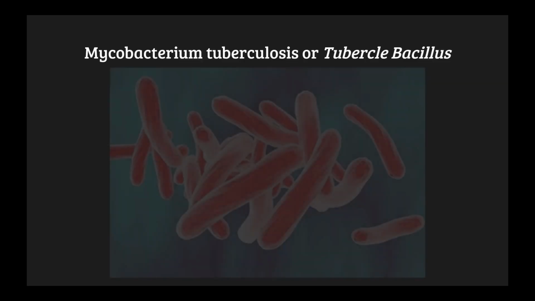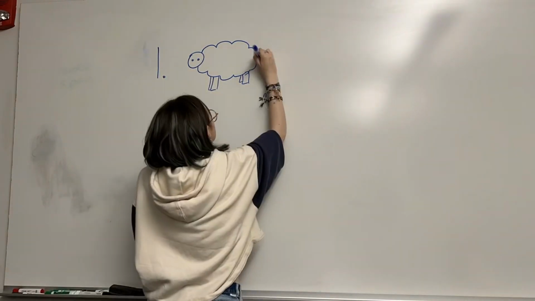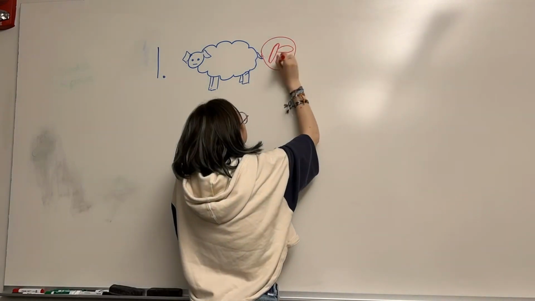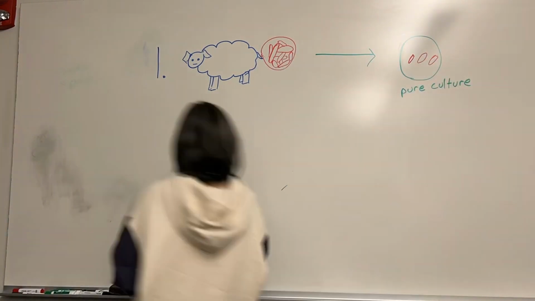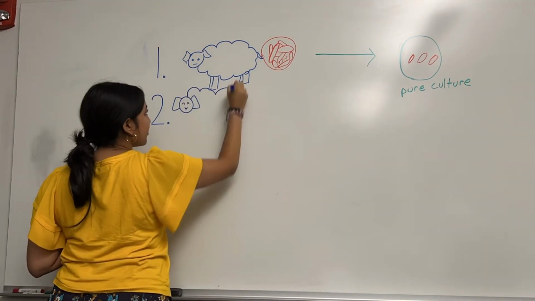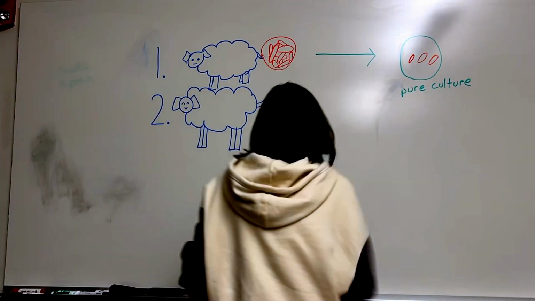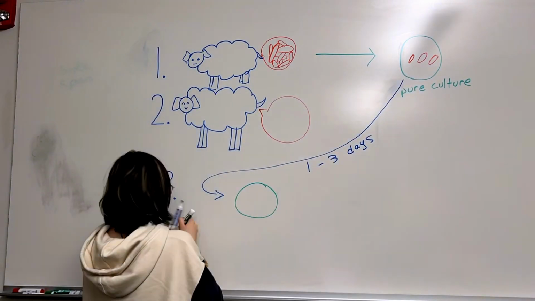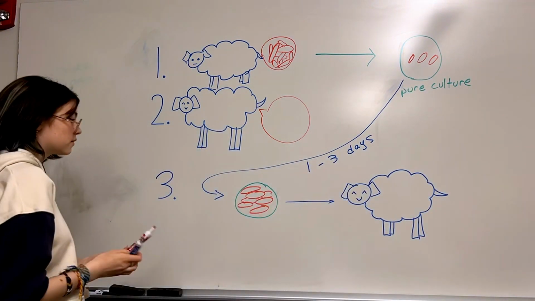We will be using Mycobacterium tuberculosis, or tuberculobacillus, to demonstrate how the postulates work. Step 1. We take an isolated culture of tuberculobacillus, the suspected bacteria, from an infected animal and grow it in a nutrient-rich solution. Step 2. We ensure the bacteria or virus is not present in a healthy animal. Step 3. We take the grown culture of tuberculobacillus and inject it into the healthy animal.